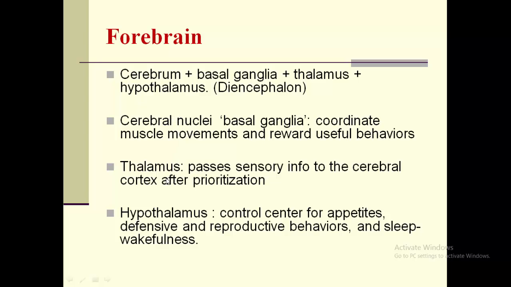What is the thalamus? A very prestigious center in the brain, in the forebrain, that passes the sensory information to القشرة المخية or the cerebral cortex. And the hypothalamus is a different story. It has to do with controlling appetite, defensive attitudes, reproductive behaviors, and sleep wakefulness. This is the center for sleep and awakening, for sex drives, and for appetite. This is the hypothalamus. When you add hypothalamus to thalamus, as I said, gives you the diencephalon, and when you add this to basal ganglia and the cerebrum, this gives you ultimately the forebrain.